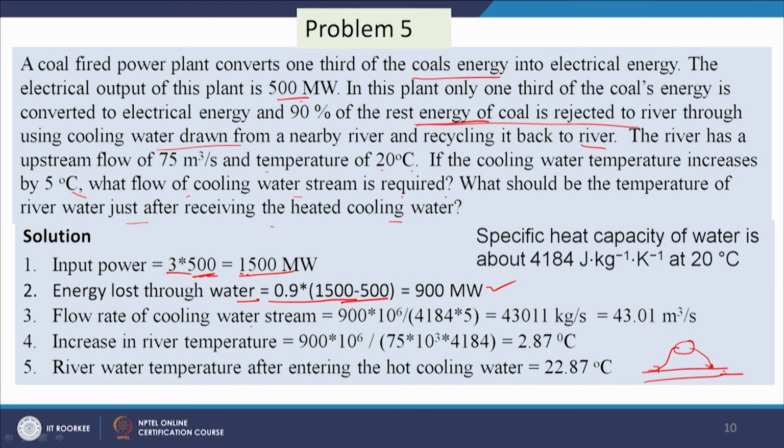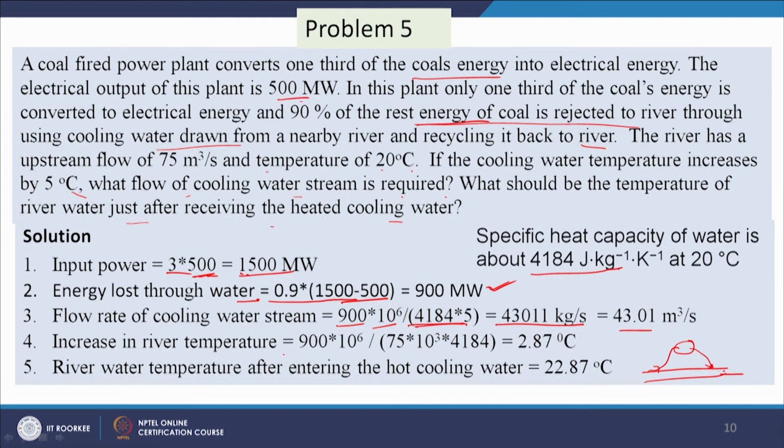Now, the flow rate of the cooling water stream. What will be the flow rate, m s theta, that will give the equivalent heat of this? So, 900 into 10 to the power 6 watt divided by 4181, joule per kg per degree. So, that much kg per second of cooling water is required. That is equal to 43.01 meter cube per second.